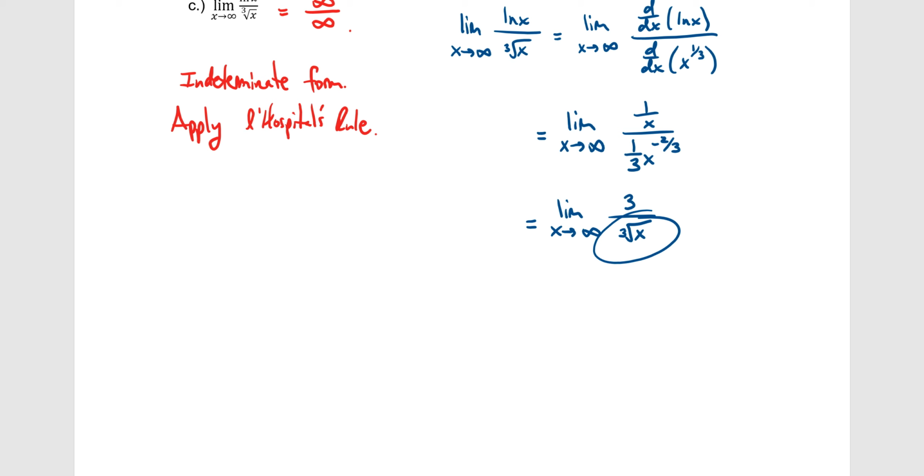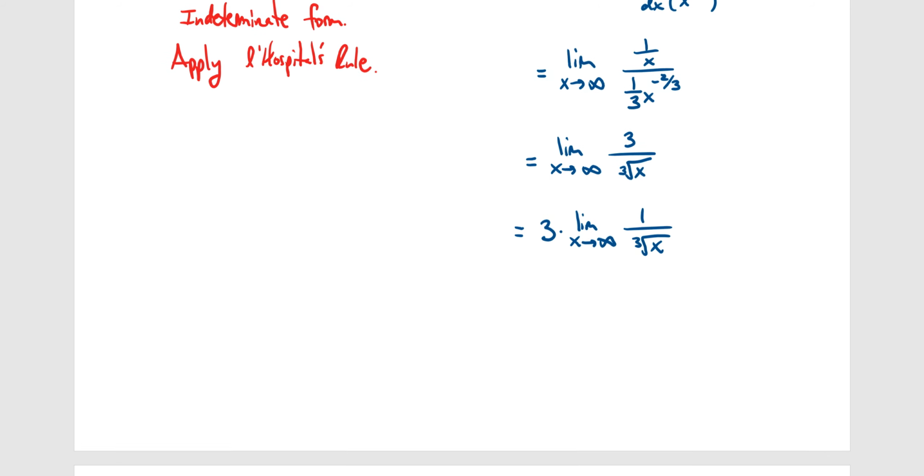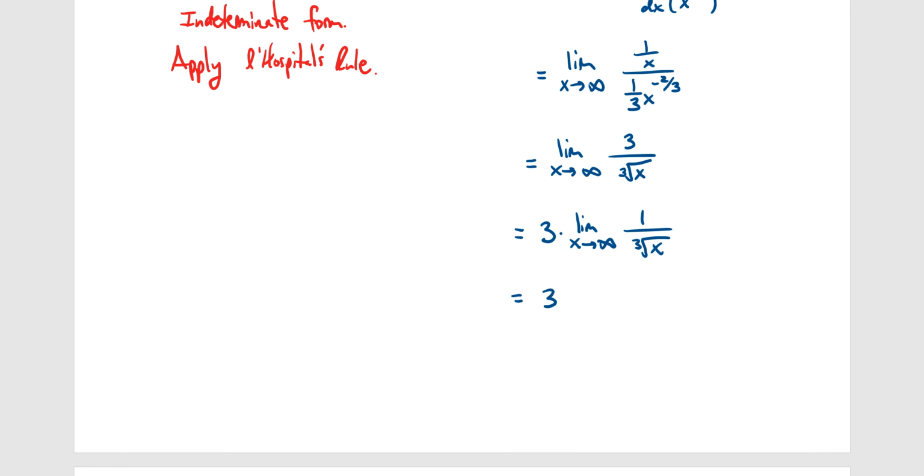It might not do it super quickly as other functions might, but it's still going to end up going to infinity. So we have 3, I'll bring out the 3 just so we can remember that we can do that for a better visual. 1 over the cube root of x. And now we get 3 times, if you have 1 over infinity, 1 over infinity is going to be 0.